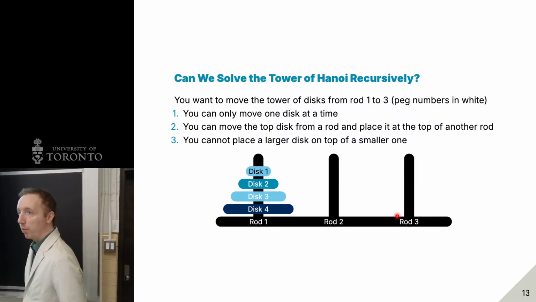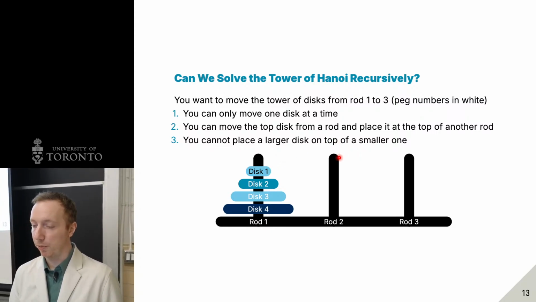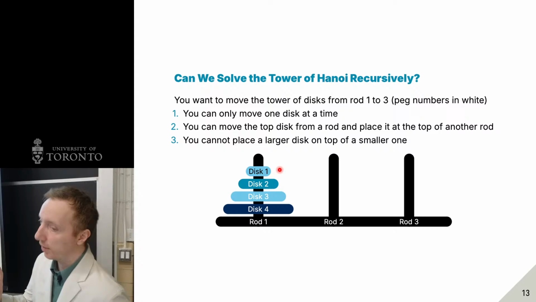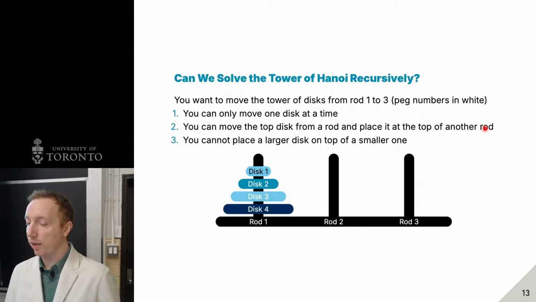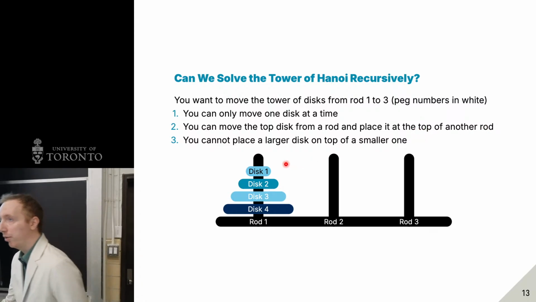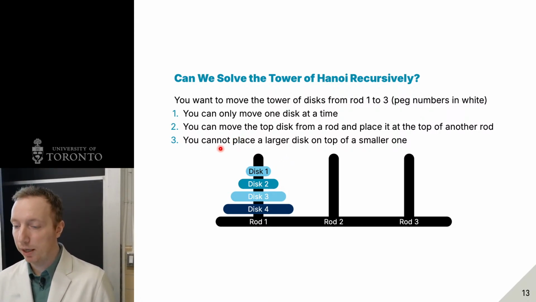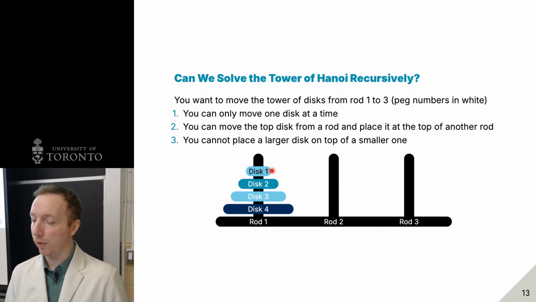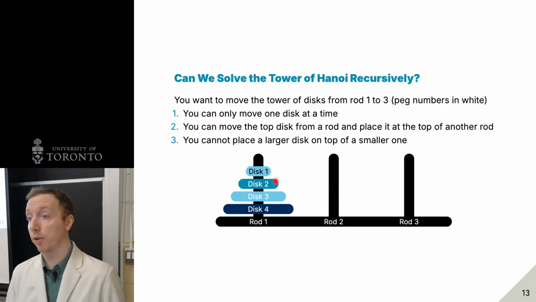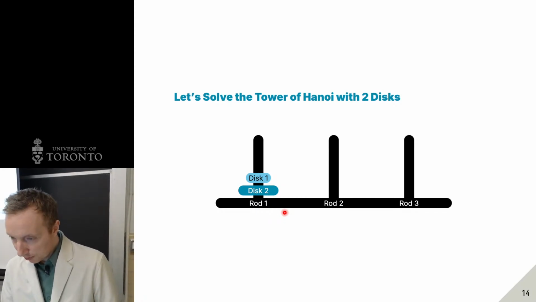It has 3 rules. So we can only move 1 disk at a time. And you can only move the top disk from a rod and place it on top of another rod. So you can't try and sweep it in at the bottom or anything like that. And then the last rule is you cannot place a larger disk on top of a smaller one. So these are ordered by size. So 1 is the smallest, 2 is bigger than 1, 3 is bigger than 2, and 4 is the biggest one in this case of all of them. So this is our problem.